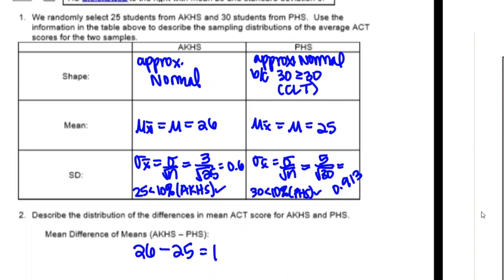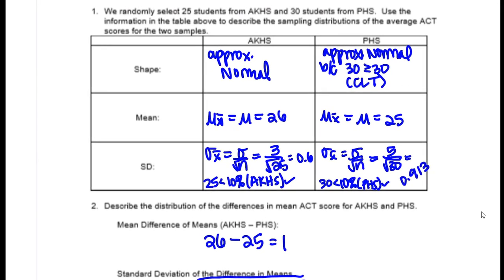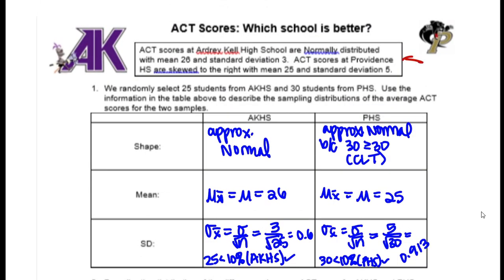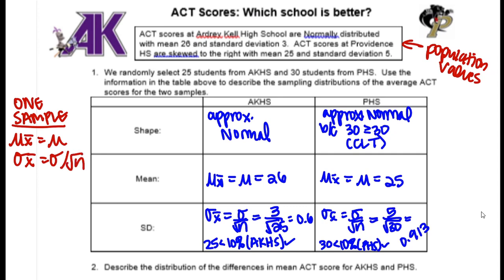All right, so here are our filled-in versions. Remember, we had population values here, and then we had our one sample value or distribution, and so that would be mu of x bar equals mu, sigma of x bar equals sigma over square root n. And then I did check that 10% condition, so make sure you see that. Still important to check.